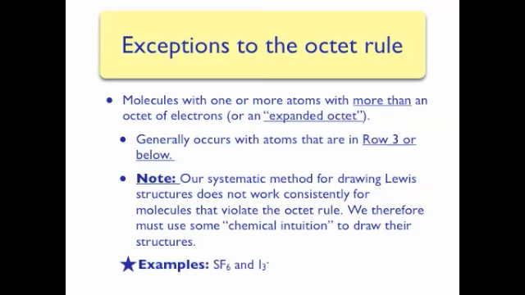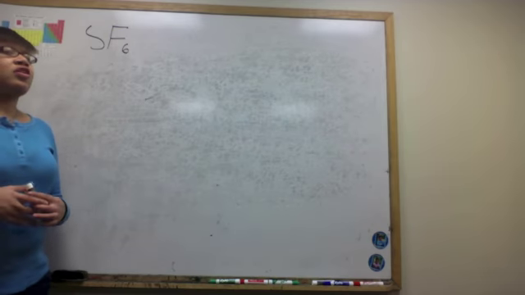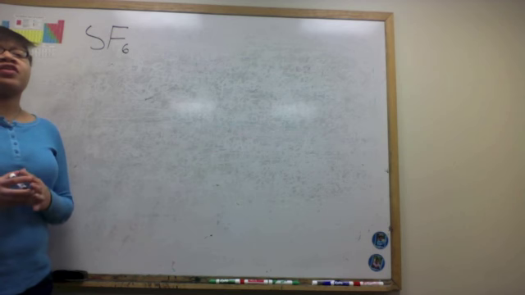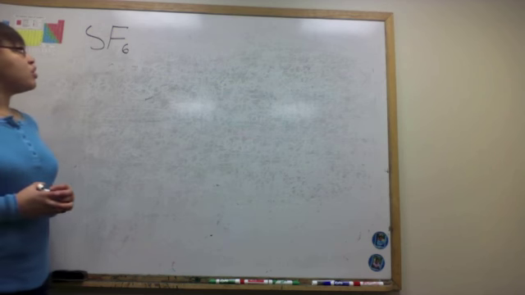In the next part of this video, we will look at the Lewis structures for sulfur hexafluoride and the triiodide ion, which will illustrate these points. We will now look at 2 examples of molecules that contain one atom that has an expanded octet, or more than 8 electrons surrounding it.